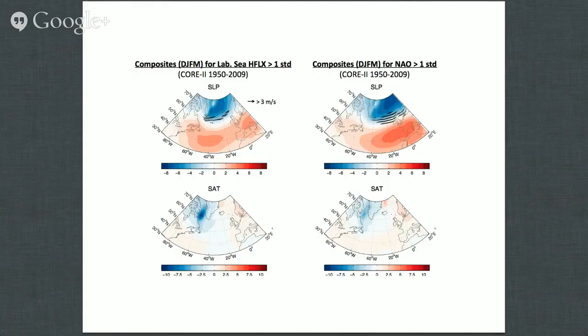This right panel shows the same composite when the NAO is greater than 1 standard deviation. And you can also see the wind vectors here, which are wind vectors greater than 3 meters per second. The stronger wind is located in the Labrador Sea in this case, while the strong wind is located further east in this NAO case.